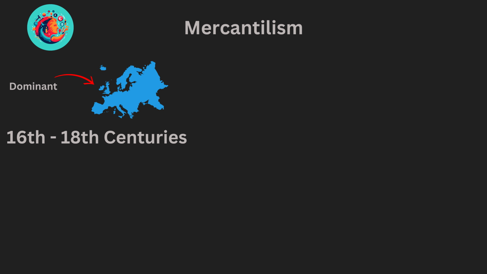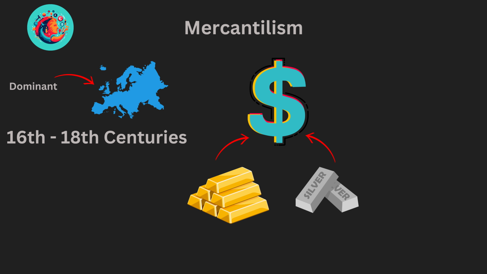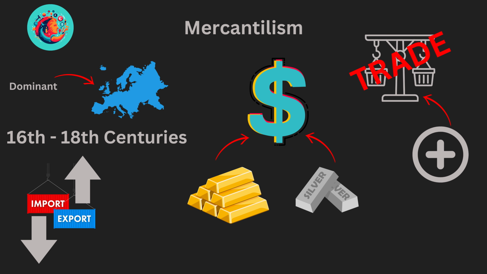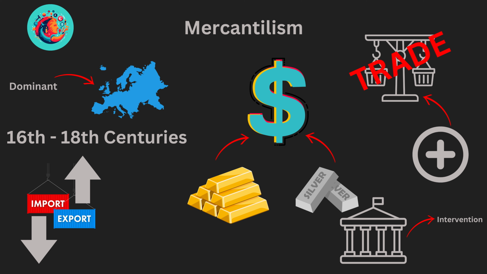Mercantilism. This theory, dominant in Europe from the 16th to the 18th century, posits that a nation's wealth is measured by its stock of gold and silver. Mercantilists advocate for a positive balance of trade, encouraging exports over imports and supporting colonial expansion to acquire resources. This approach led to significant government intervention in the economy and was foundational in the development of modern capitalist economies.